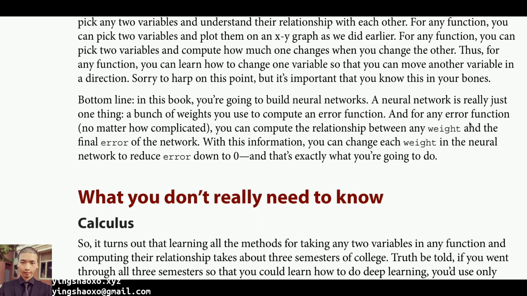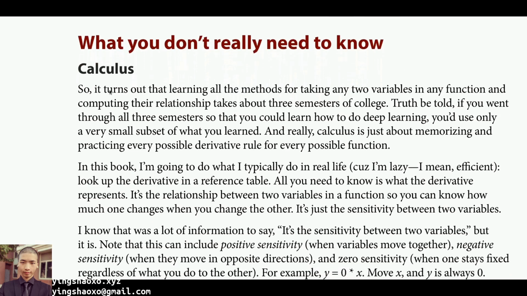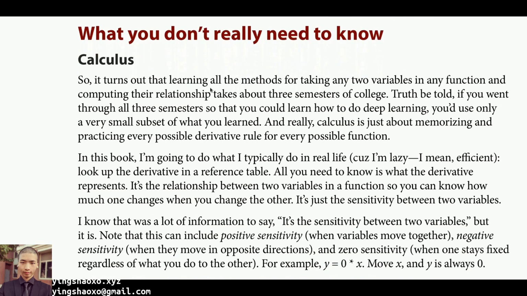And for any error function, no matter how complicated it is, you can compute the relationship between any weight and the final error of the network. With this information, you can change each weight in the neural network to reduce the error down to 0. What you don't really need to know? Calculus. It turns out that learning all the methods for taking any two variables in any function and computing the relationship takes about 3 semesters of the course.